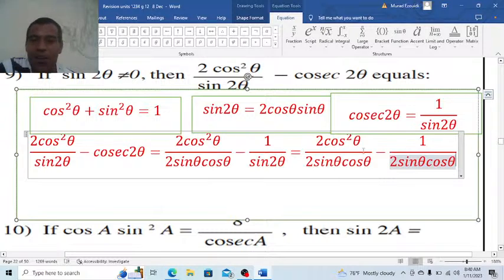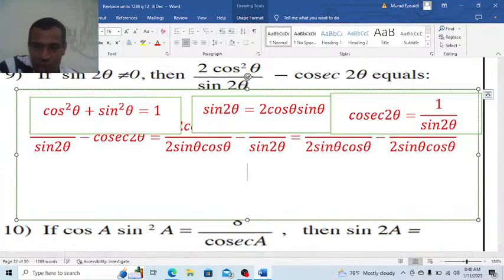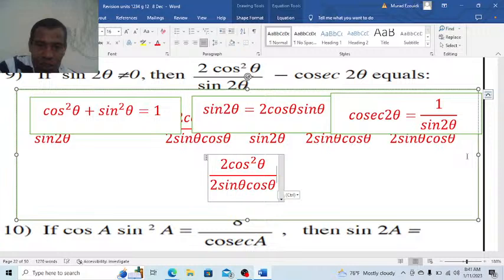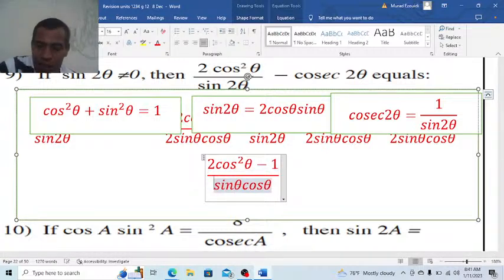Therefore, before simplifying, learners, I will write this with the same denominator, which is 2 sine theta cosine theta. So minus 1, simply because both fractions have the same denominator. And instead of writing 2 sine theta cosine theta, I will write exactly sine 2 theta.